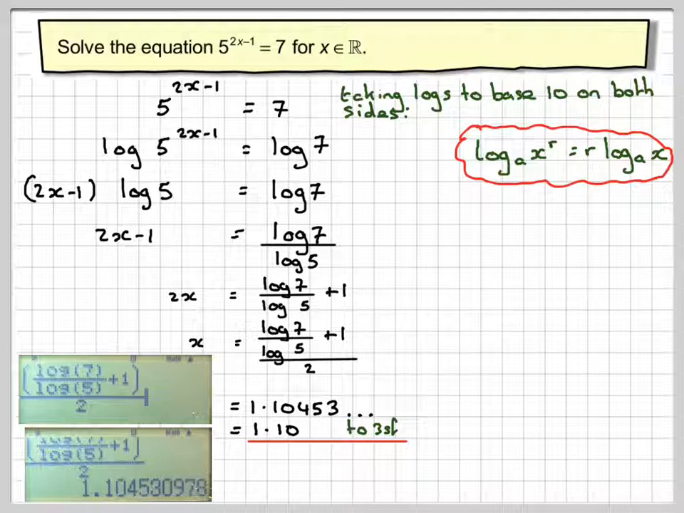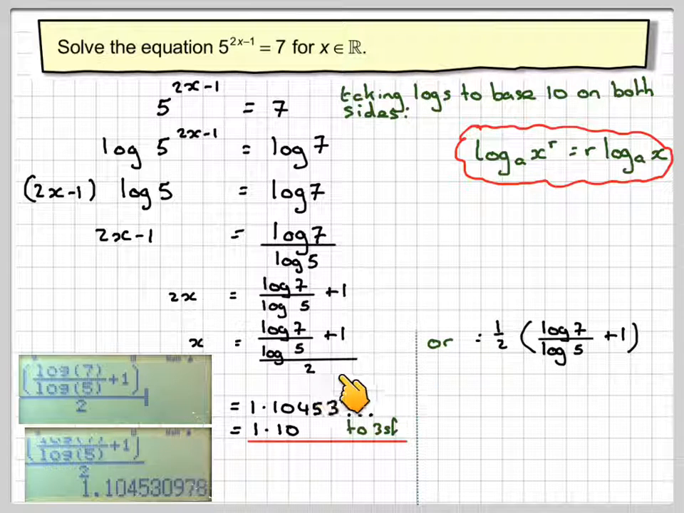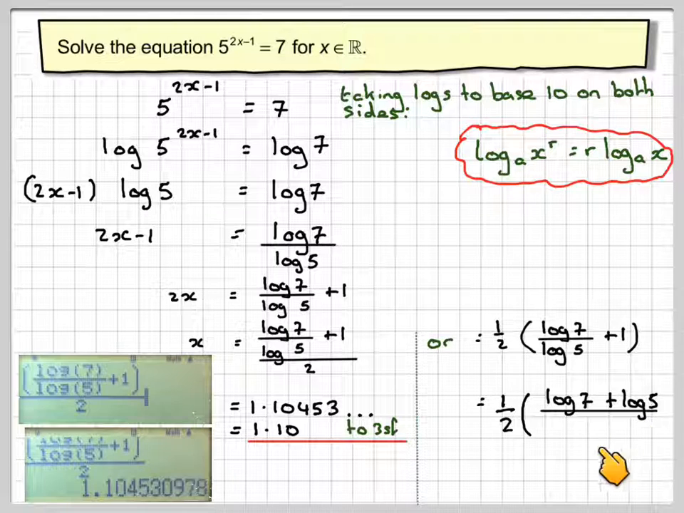Now, we could have been asked for the exact answer of this. So from here, I'm going to rewrite this as a half of log 7 over log 5 plus 1. Half, because you're dividing by 2 over 1, and that means you multiply by 1 over 2. Put the brackets in, making a common denominator here of log 5. That means I've got to multiply that 1 by log 5. We're going to get a half of log 7 plus log 5 over log 5.